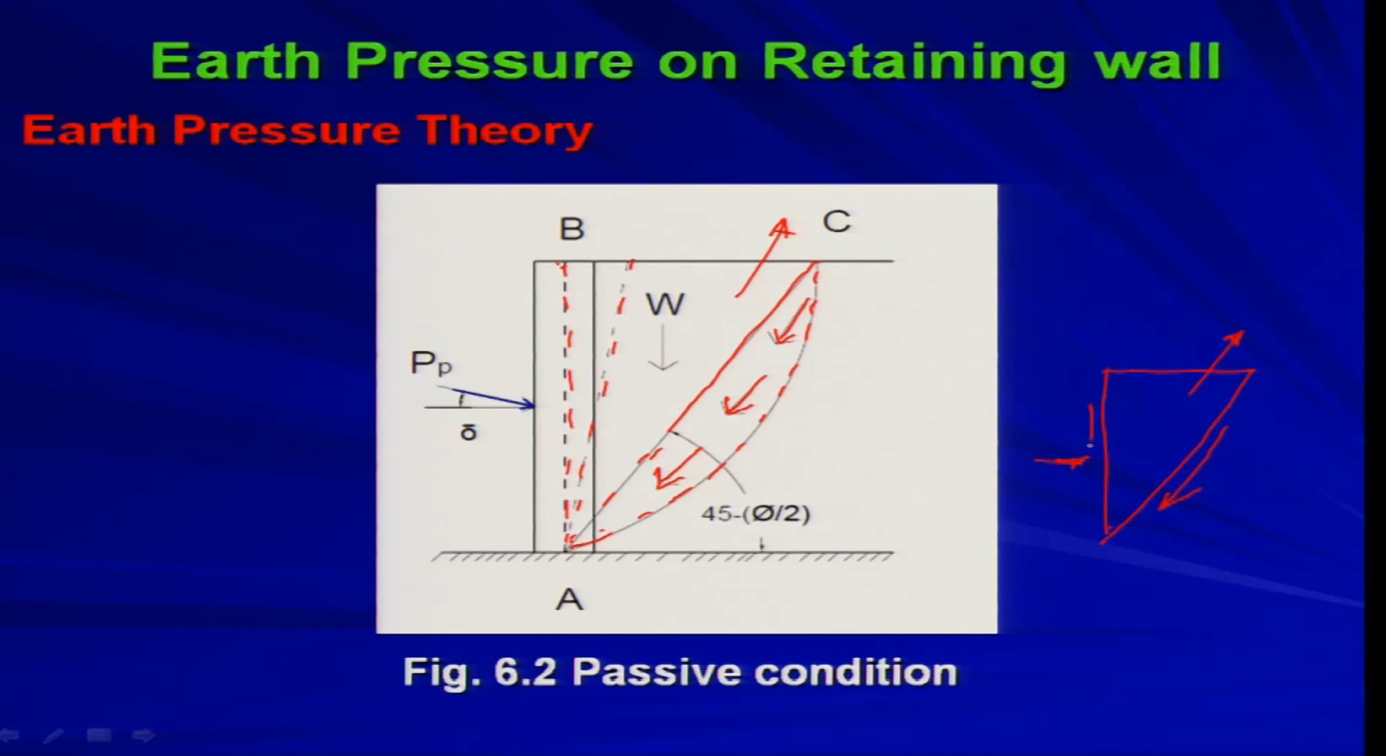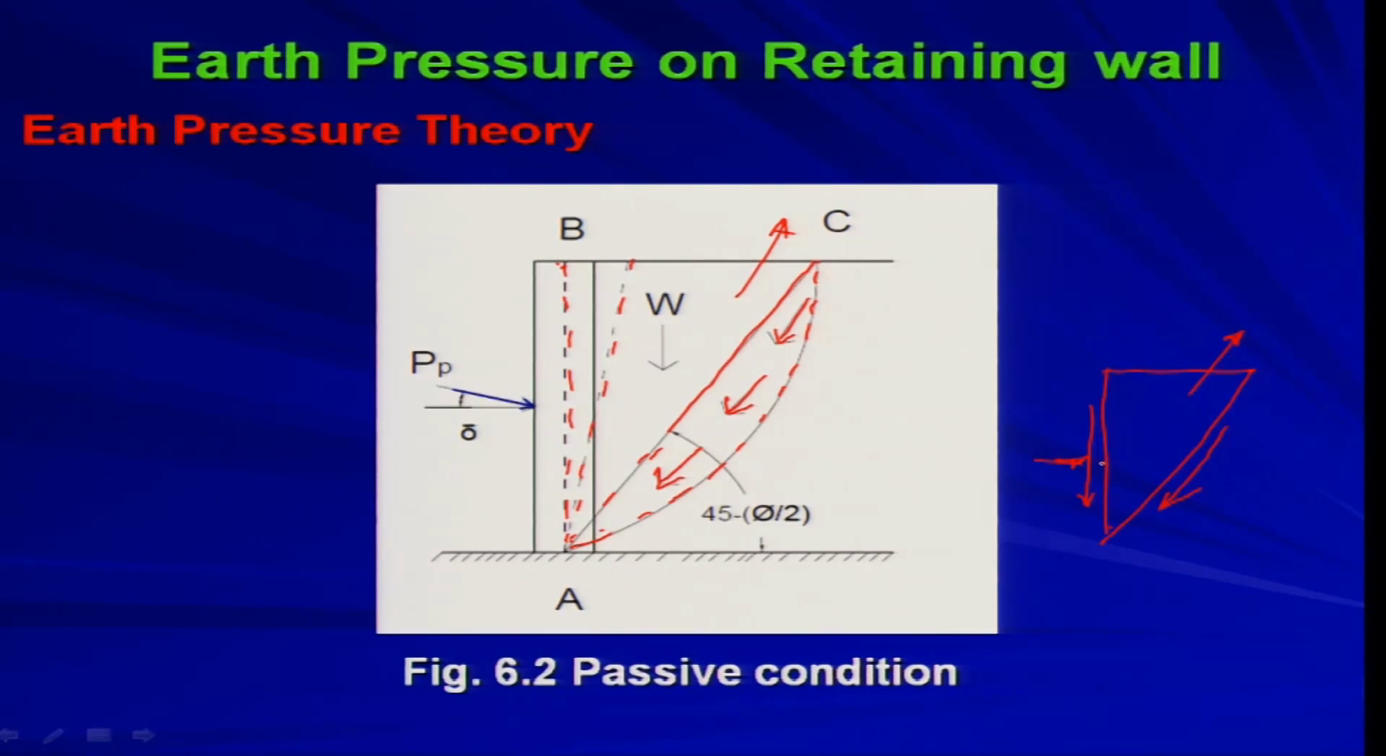So this is moving in this direction, and basically you get the free body diagram of this wedge like this. These are the things we are going to analyze, and we will obtain how we can quantify this pressure: earth pressure at rest, earth pressure at active condition, and earth pressure at passive condition.